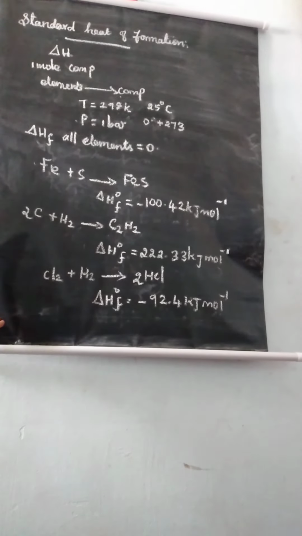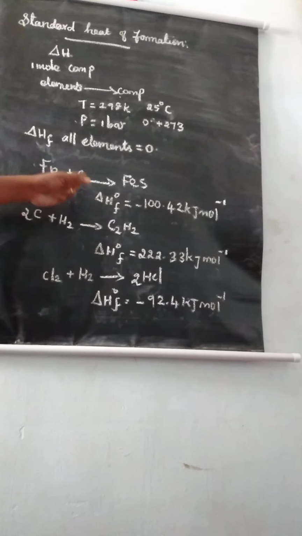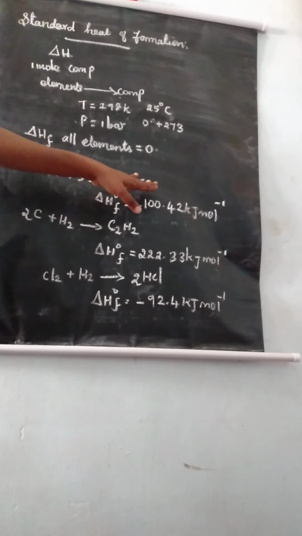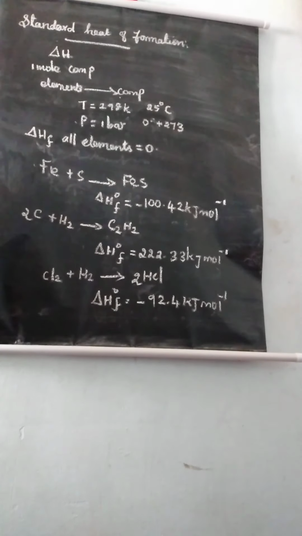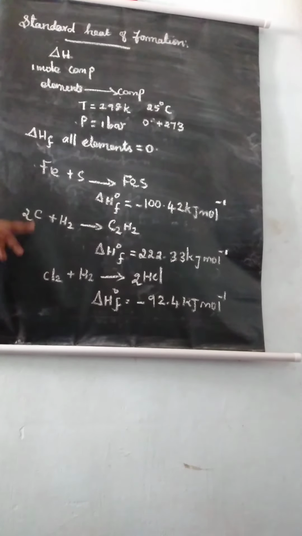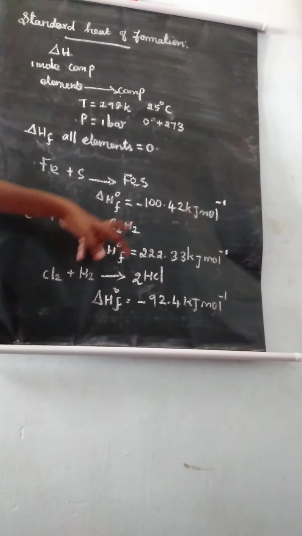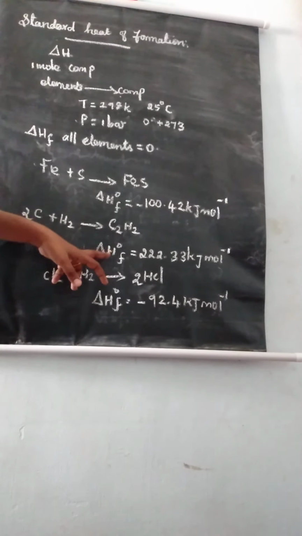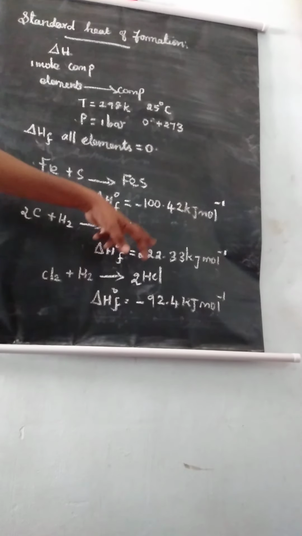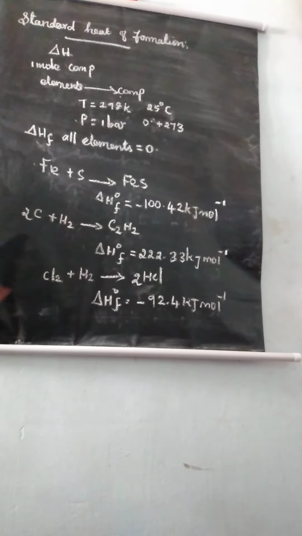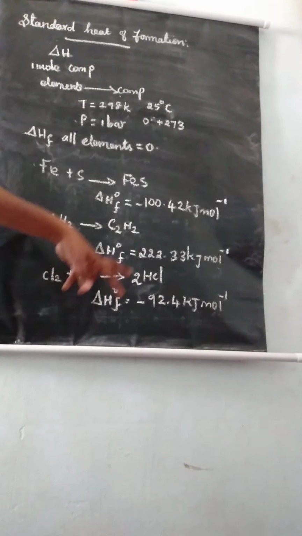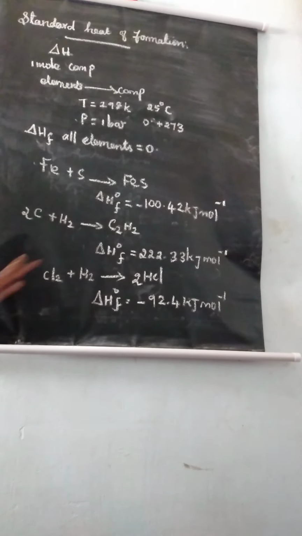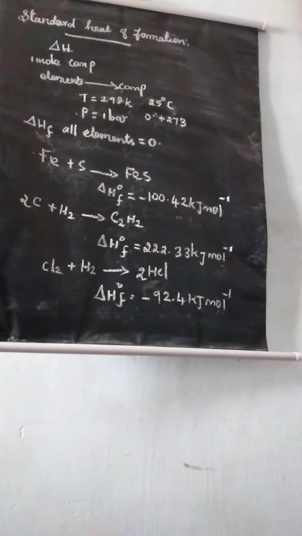And they gave some examples. Iron and sulfur mixed to form iron sulfide, the value is minus 100.42 kilojoule per mole. The next, carbon and hydrogen to form carbon dihydrogen, value 222.33 kilojoule per mole. The next, chlorine and hydrogen to form hydrogen chloride, value minus 92.4 kilojoule per mole. Understand this topic? Understand everyone?